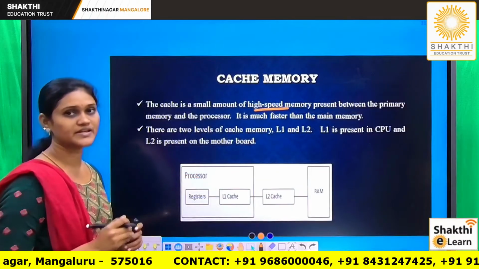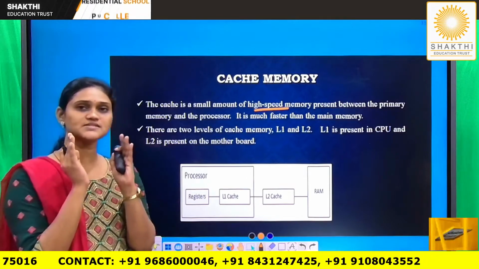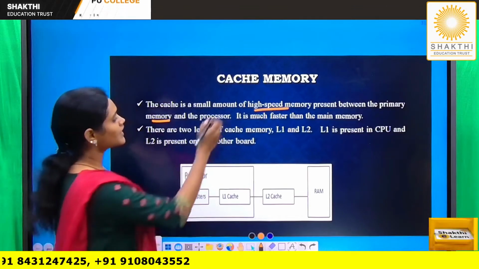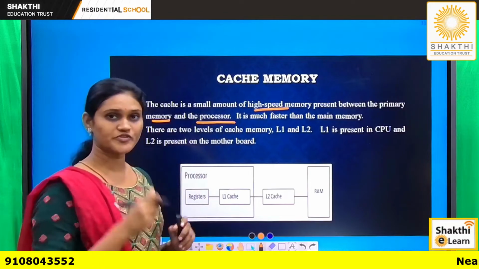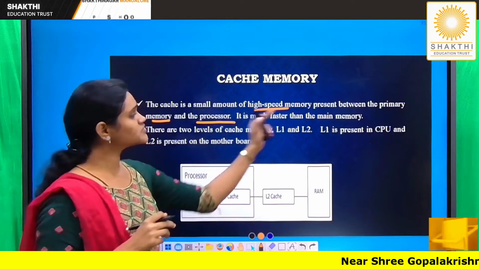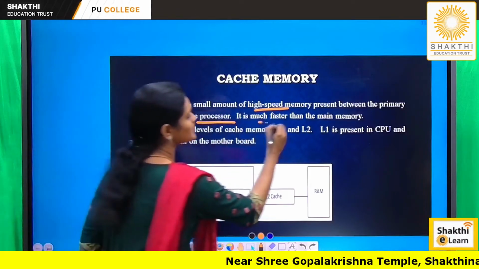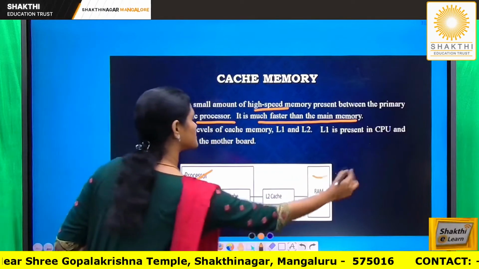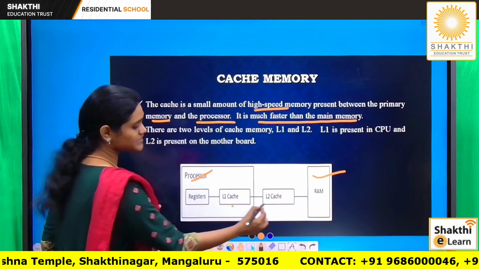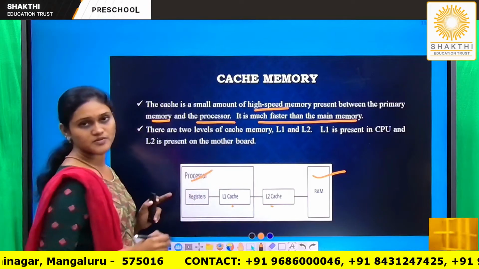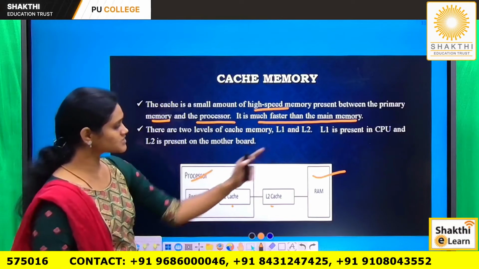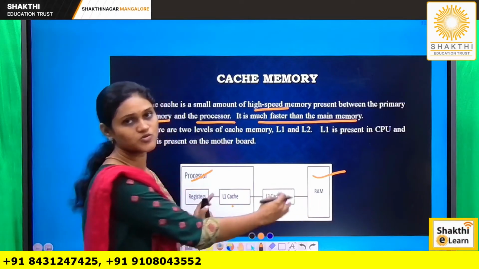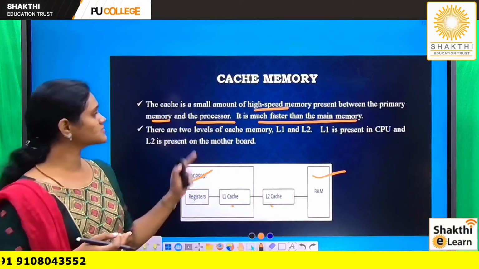Now coming to cache memory, it is a small amount of high speed memory. It means it is the fastest memory. Where is it present? It is present between primary memory, that is our built-in memory, and the processor. Processor means CPU. So if you want to fetch any instruction or data, it can use cache memory. Why? It is much faster than the main memory, and this is a diagram of cache memory. See, it is present between the processor and our RAM. There are two types of cache memory, L1 cache and L2 cache. L1 is present in the CPU, that is our processor, and L2 is present on our motherboard. It is between both, so that the CPU can easily fetch the data. That is why it is called the fastest memory.